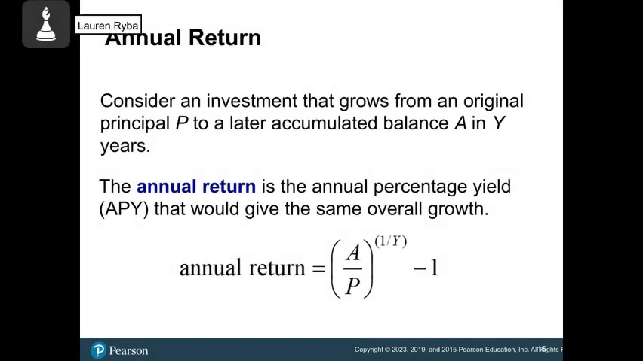Considering that same investment that started at some value P grows to some balance A so many years later, we can actually go back and determine how much it changed per year, or what would be called the annual return. We could take the amount at the end over the principal, or the starting value, raised to the 1 over however many years we had the account, and then subtract 1.